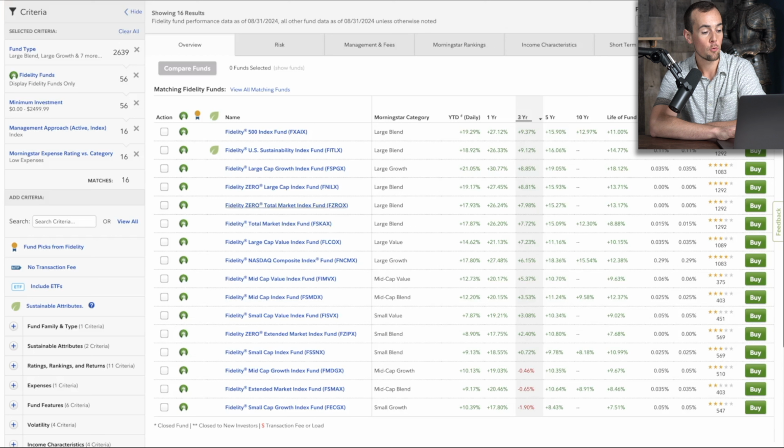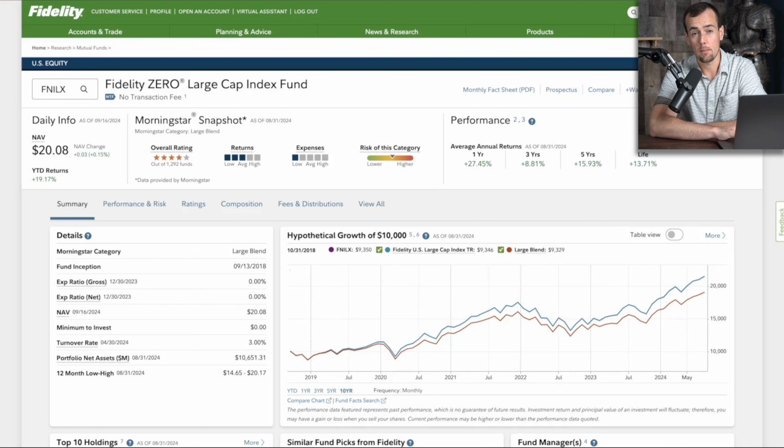Now, one popular group of funds are these Fidelity Zero Index Mutual Funds. So we're going to click on one here, the Fidelity Large Cap Index Fund. And if you're looking to minimize your costs as much as possible here, you might consider these funds, because the key benefit here is they have a net expense ratio of 0.00%, meaning that you aren't paying any expenses to the fund managers for managing your money in this particular fund.